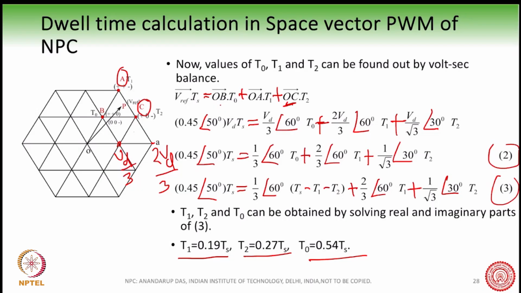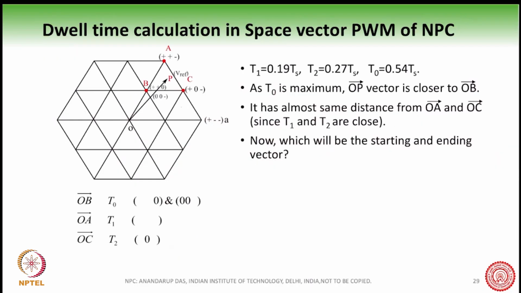So which means that the OP vector is closer to OB. T0 is maximum, so the OP vector is closer to OB. It also has the same distance from OA and OC. So for this OP vector, these three vectors are being switched and their durations are, total, T0 is 0.5. So about 50% of the time we are standing at the OB vector, almost more than 50%.